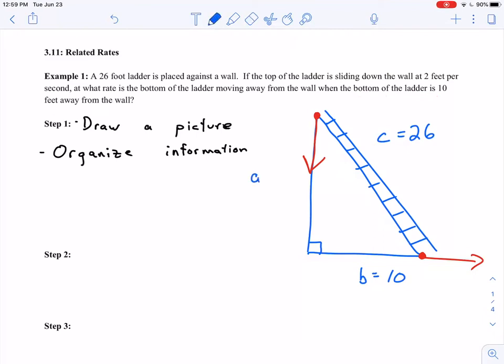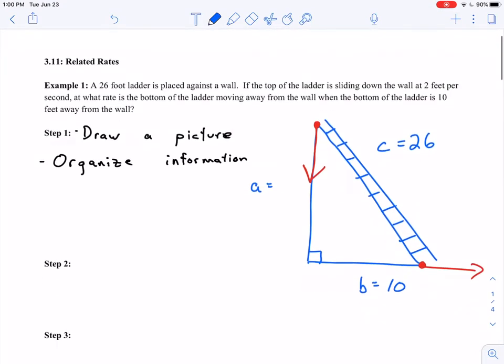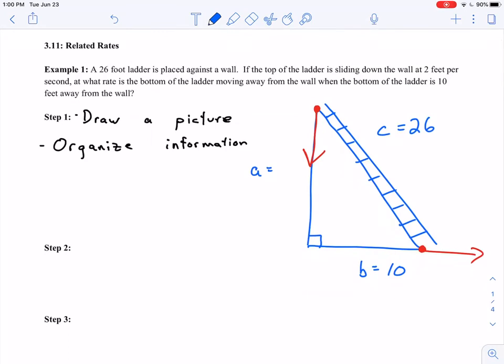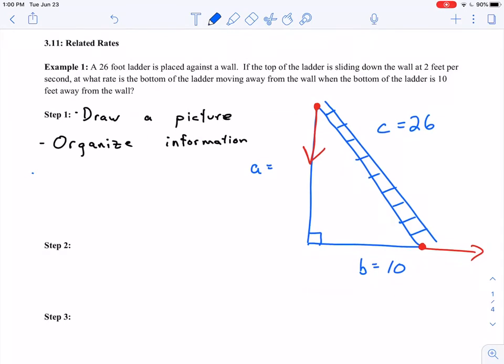This side over here, I don't know, but I could figure it out fairly easily. And actually, if you want to, now might be a good time to do that. Maybe we'll say, okay, I know that a squared plus b squared is equal to c squared. So let's see, a squared, I don't know a, that's what I'm trying to solve for. b squared, b is 10, squared equals c squared, that's 26 squared. So a squared plus 100 is equal to, I believe, 676.